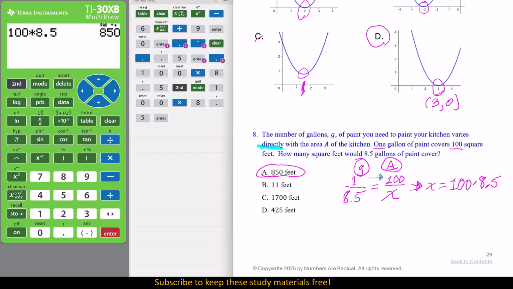Okay. All right. Now, I'm sure that these other options are there to mislead you, if you set it up incorrectly. But when you see the word direct, you know that what goes together goes straight across. So like 1 gallon gives you 100 as far as the square feet area. So then 8.5 goes straight across and would give you that comparable value, which is 850 feet.